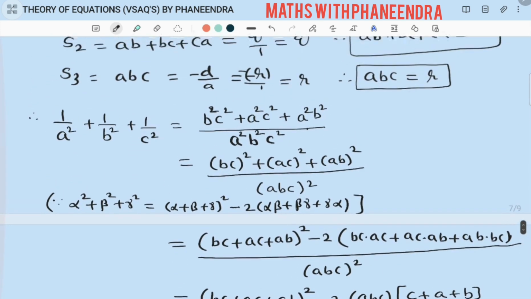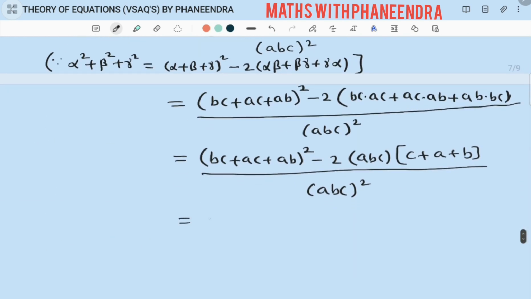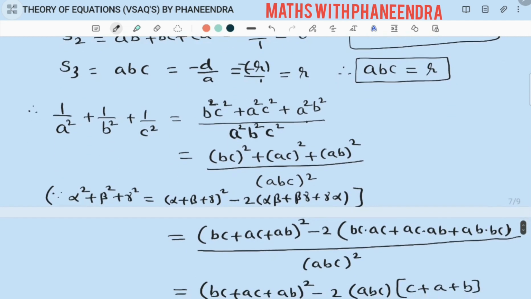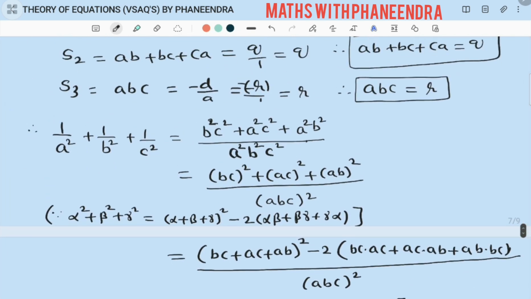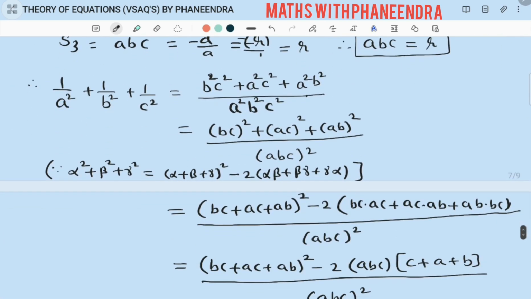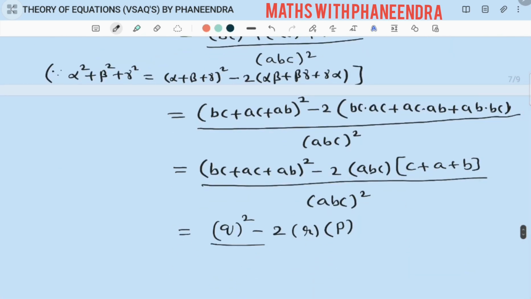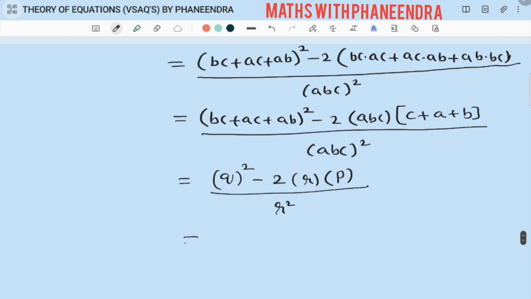So we know the values. A plus B plus C is what? P. And AB plus BC plus AC is what? Q. So Q square minus 2 into (ABC value is R) into (A plus B plus C value is P), divided by ABC, so ABC value is R, R square. So it is equal to Q square minus 2PR divided by R square. This is the required result.